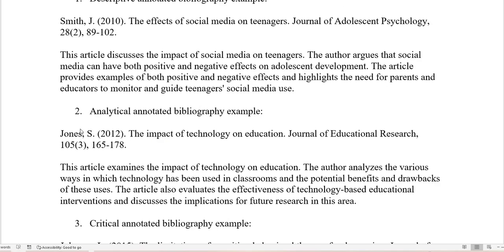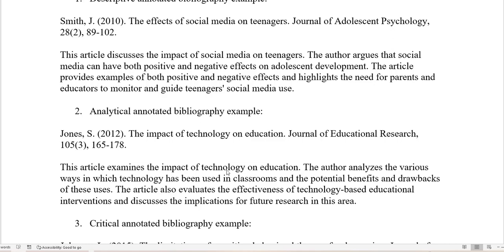And then the analytical annotated bibliography. So then it's the same thing. You have the author last name, first name, date, then you have to italicize all of this, and then you have the publication name, name of the journal, then the page, the edition and the volume. And then this article explains the impact of technology on education.